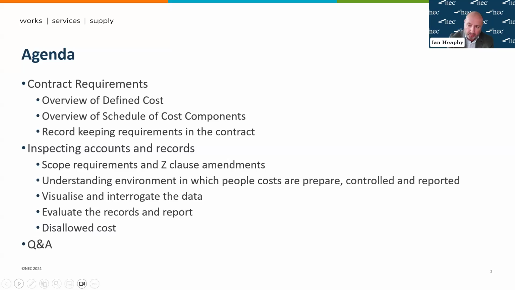So looking at scope requirements, potential Z clause amendments, getting into the detail around the environment in which people costs are prepared, controlled and reported, then looking at how we actually visualize and interrogate that data. And it's all about making sure we have the evidence to support what is being claimed as defined cost. And as part of that, touching on disallowed cost.